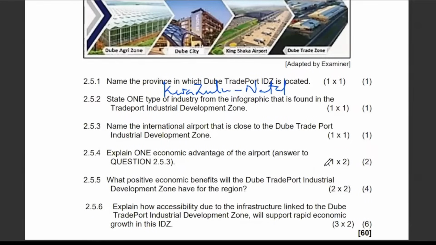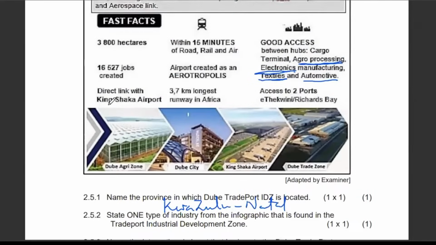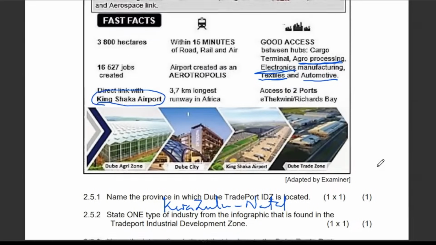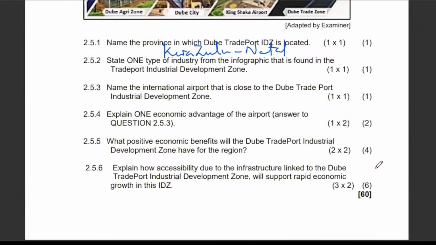Then number 2.5.3, name the international airport that is close to the Dube Trade Port Industrial Development Zone. The airport given here is King Shaka Airport. There's a direct link with King Shaka Airport. Right, moving on to the next question. Explain one economic advantage of the airport that we've identified here. What is the advantage of the airport? An economic advantage of the airport.